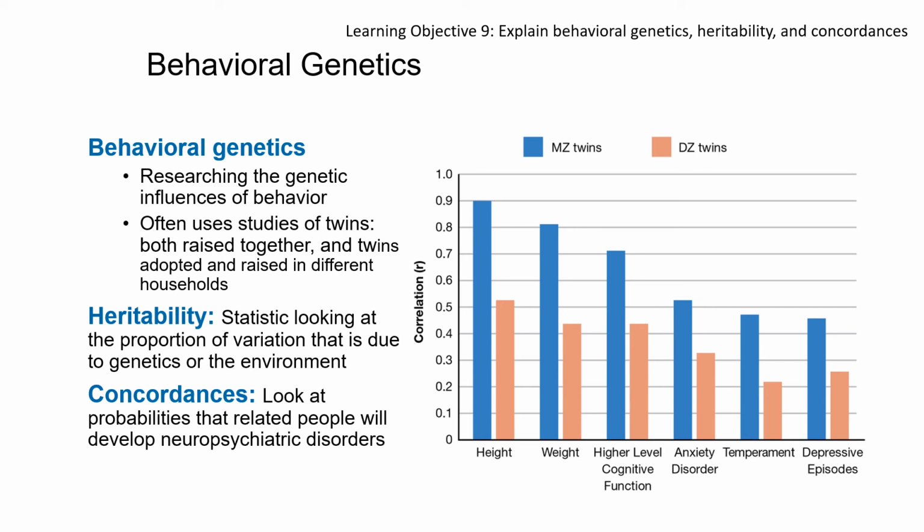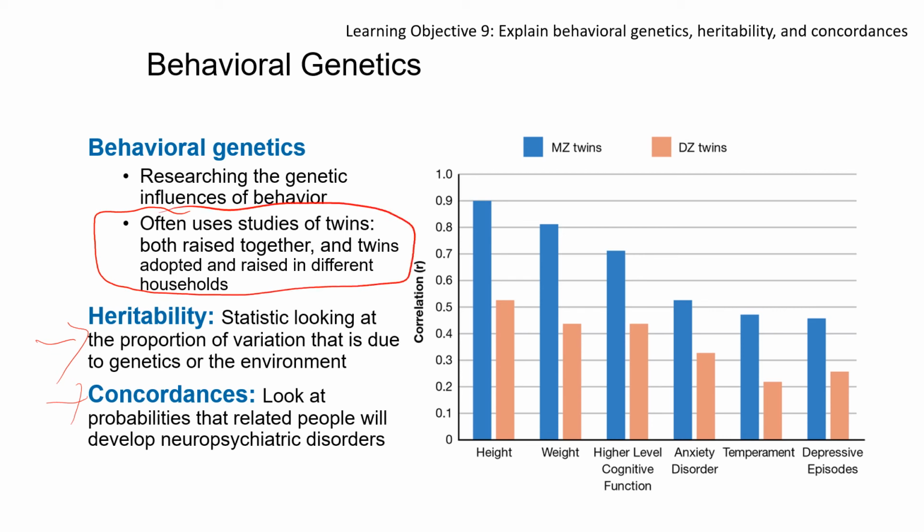So heritability is a statistic looking at the proportion of variation that's due to genetics or the environment. And concordance is the probability that related people will develop specific disorders based on our heritability rates. And how do we do that? We do that through twin studies. Twin studies are really fun.